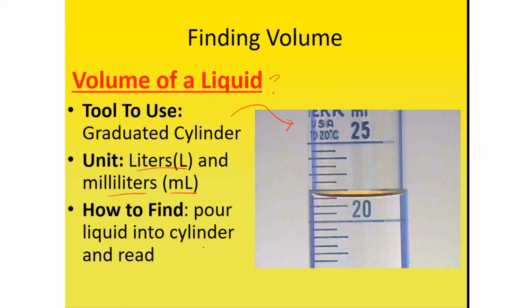How to find the volume of this liquid is very simple. You pour the liquid into the cylinder and then read it. Example, we just poured water in here and it's read as 20.3 ml. We have 1, 2, 3. So 20.3 ml.